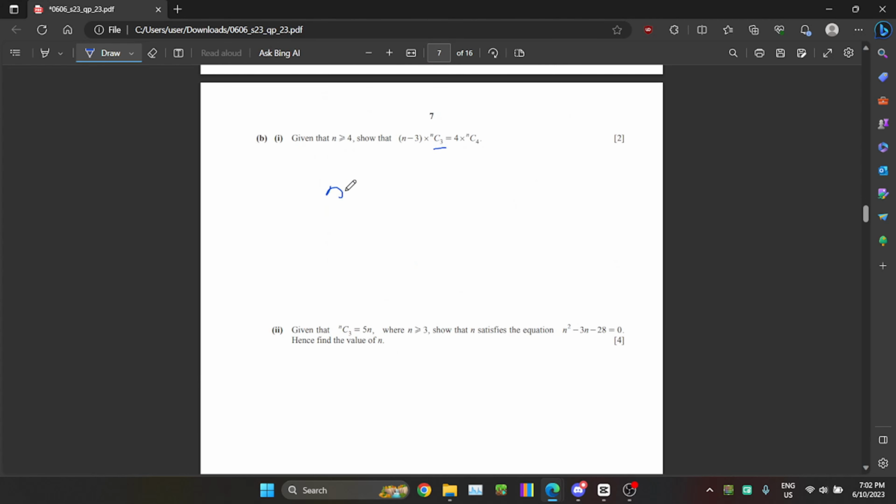So n minus 3 multiplied by nC3 is actually n permutation 3 over n minus 3 permutation 3, which equals 4 times n permutation 4 over n minus 4 permutation 4. So this exclamation mark, we need to get rid of that. Alright, that thing, disgusting. We don't want that there.